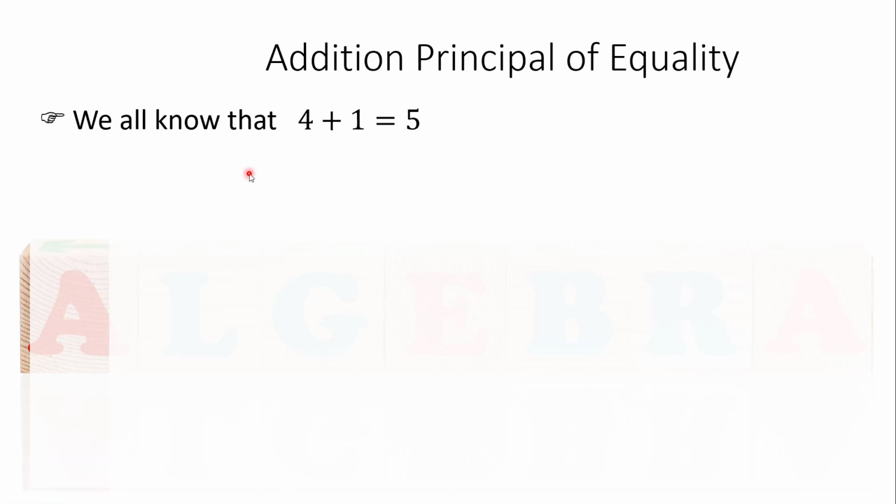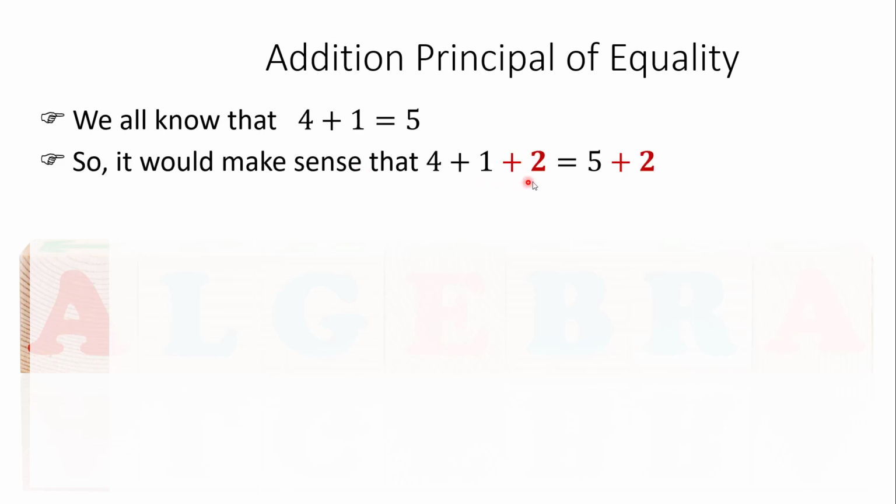Okay? Well, what would happen if I added 2 to both sides of the equation? Well, then I'm going to have 4 plus 1 plus 2, which is equal to 7. And I'm going to have 5 plus 2 is equal to 7. So I still have a true statement. So as long as I do the exact same thing to both sides, the equation still will be a true statement. And that's the primary idea behind the addition principle of equality.